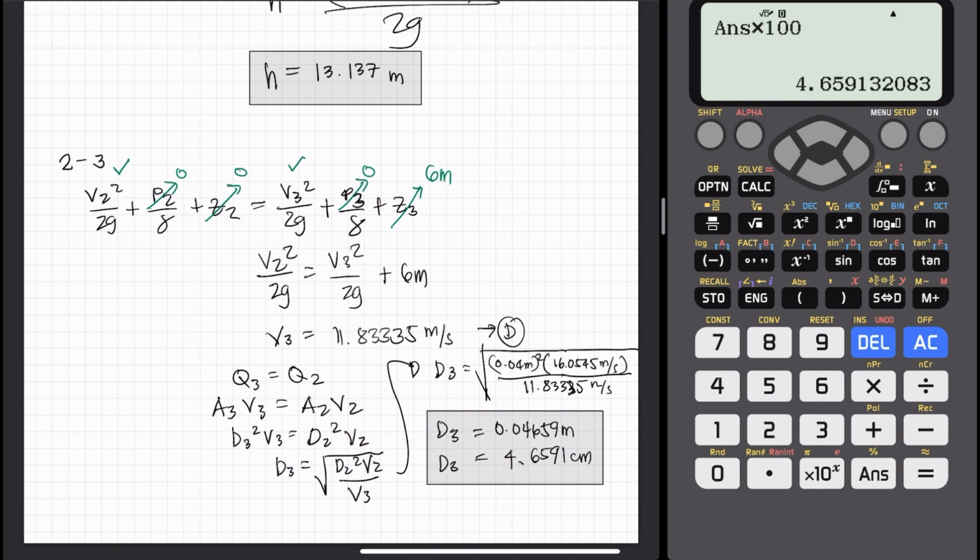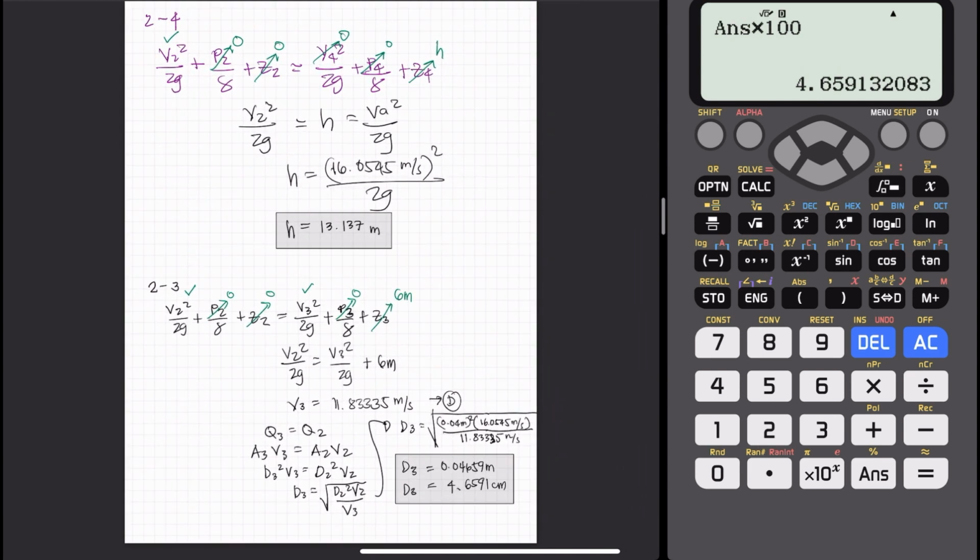That is the answer. Okay? So, ganun lang kadali yung mga ganyang klaseng problems basta kabisado mo yung Bernoulli energy equation. Okay?